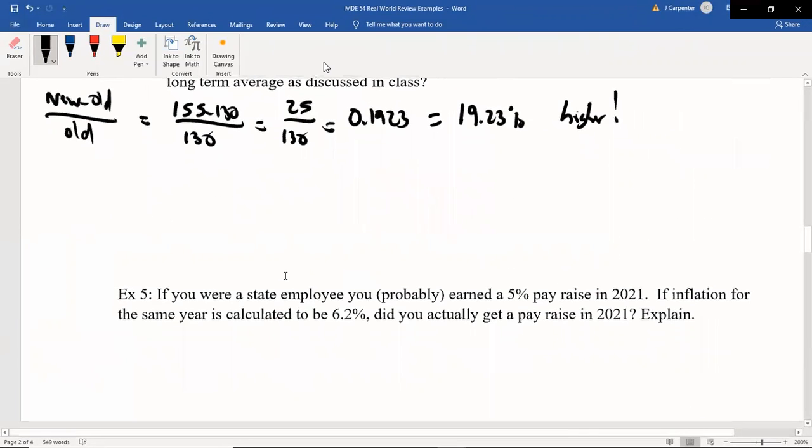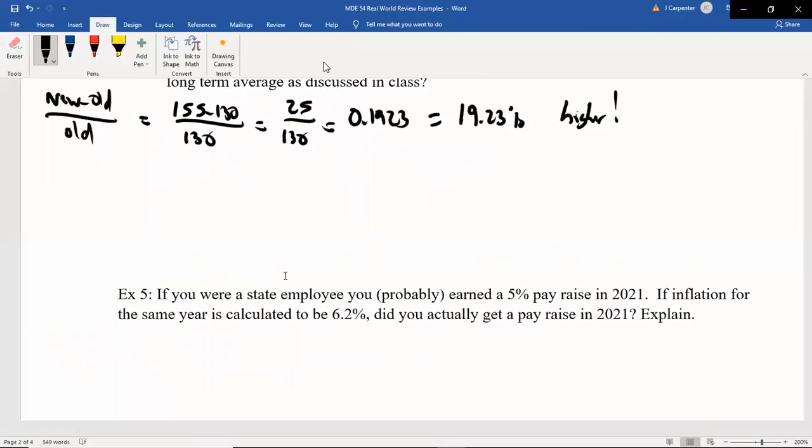All right, example 5. If you were a state employee, they didn't all earn it, but you probably earned a 5% pay raise in 2021. Also, just so you know, you earned no pay raise in 2020. You get a pay raise about every other year for the past 15 years as a Virginia state employee, just FYI, pointing in my direction. If inflation the same year is calculated at 6.2%, that number may or may not have just come out. Did you actually get a pay raise in 2021? Explain.